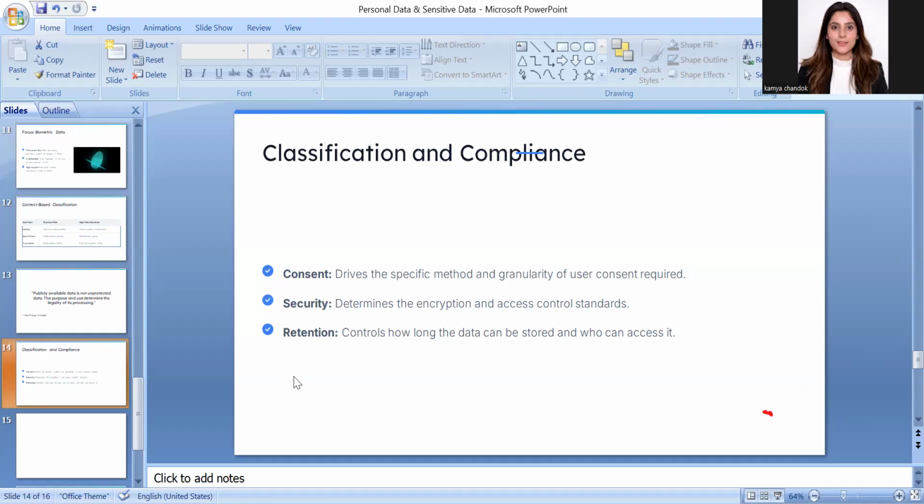So with this we come to an end of today's session. To summarize, we can safely say that personal data identifies the individual, and sensitive data creates heightened risk, right? Classification is the thing that drives compliance, and context and impact definitely matter.